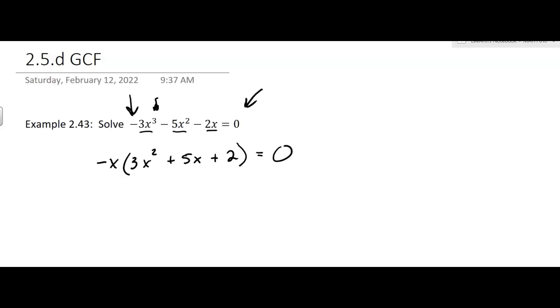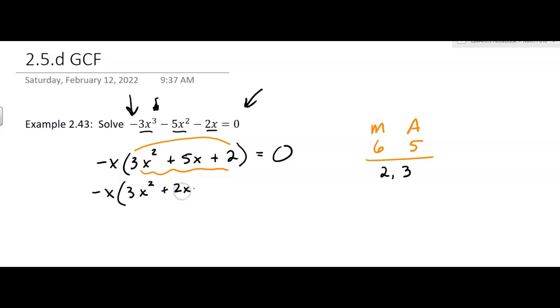Now I have to try to factor the trinomial in the parentheses. So I'm going to multiply 3 times 2. I want to multiply to be 6 and add to be 5. So we're doing this by grouping. The two numbers are going to be 2 and 3. Okay, so I have negative x, then I'm going to have 3x squared plus 2x plus 3x plus 2 equals 0.